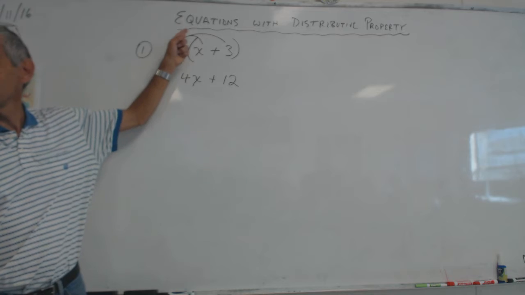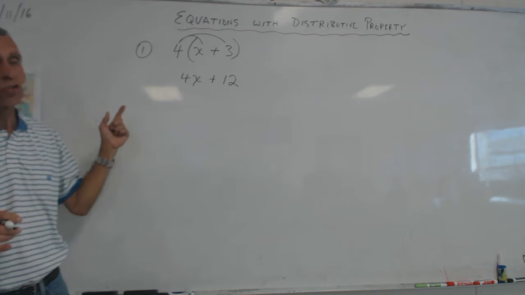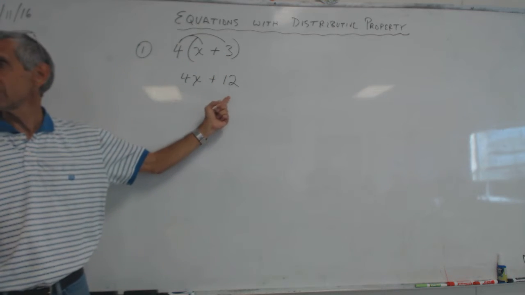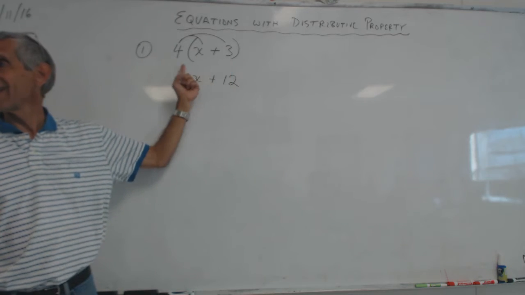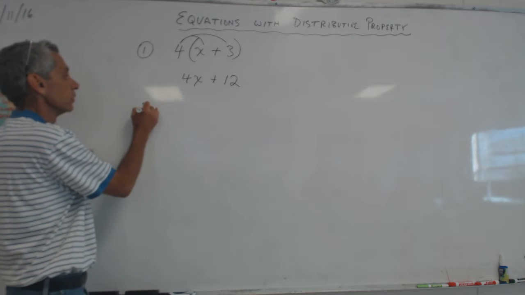I suggest you, at least for now, do the arcs until you're really good at it. So often people will forget about this one. They'll just say 4x plus 3, right? They'll forget to distribute it to the last number. So you want to make sure you distribute to the last number. Okay, let's try another one.